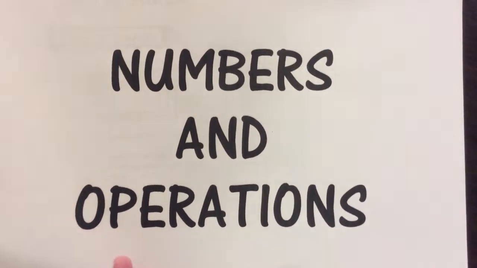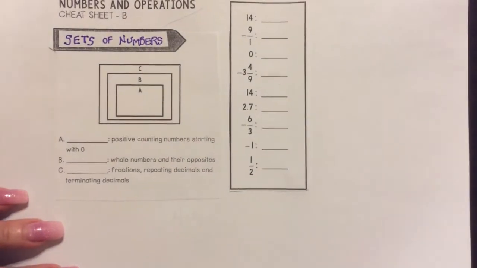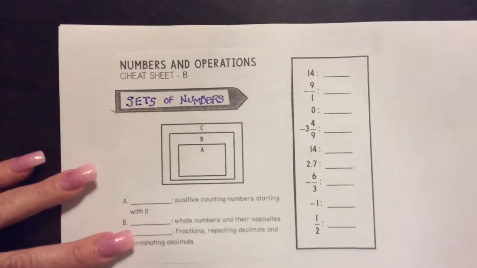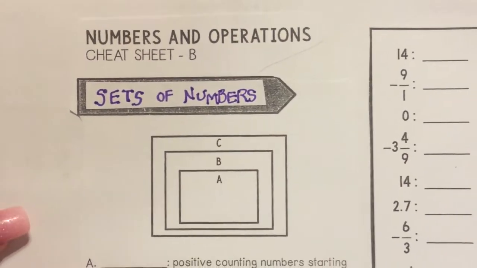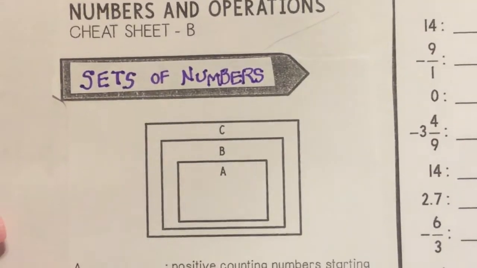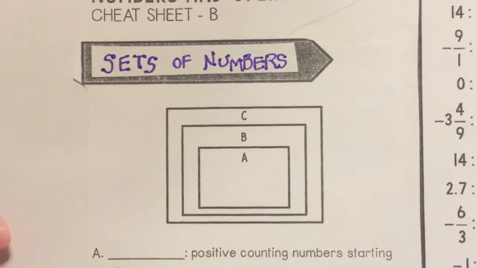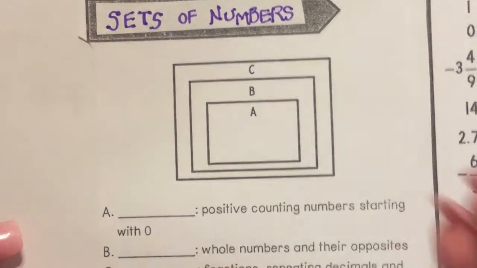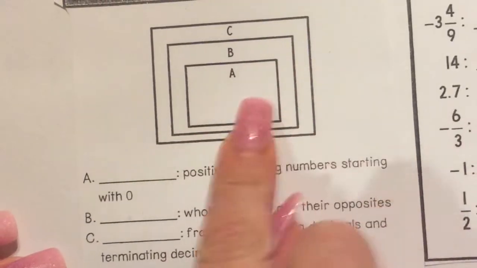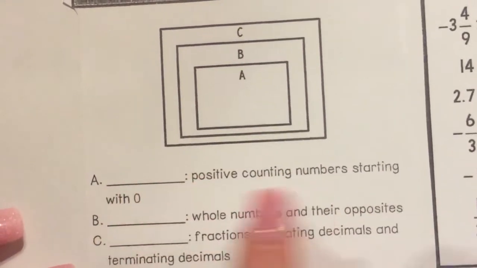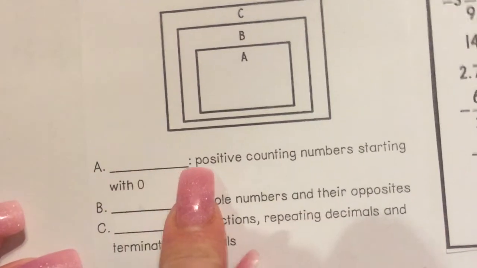So, the first section of this lesson is sets of numbers. This is the cheat sheet that is going to help you review to answer today's assignments. And here we have sets and subsets of numbers, and we're gonna make the definition of each of them, and then we're gonna make some examples here.